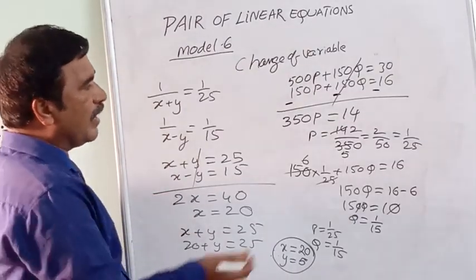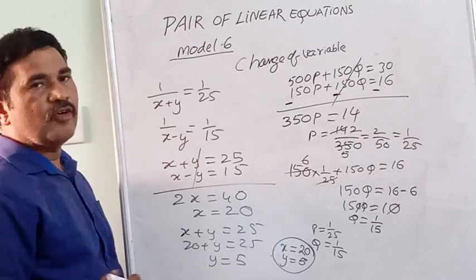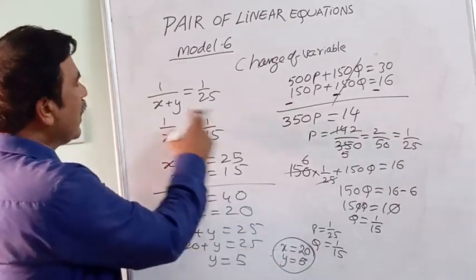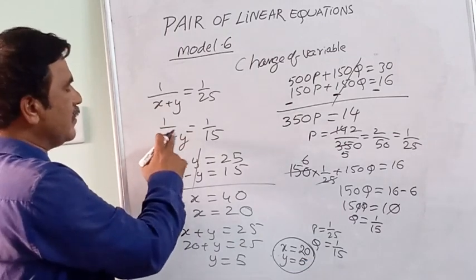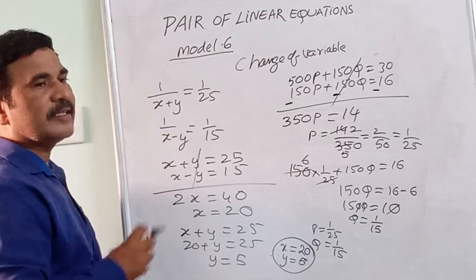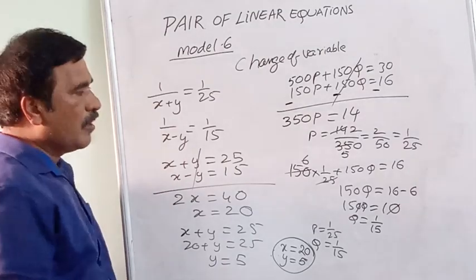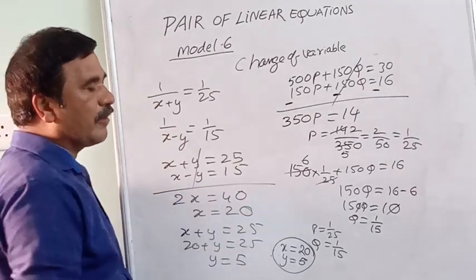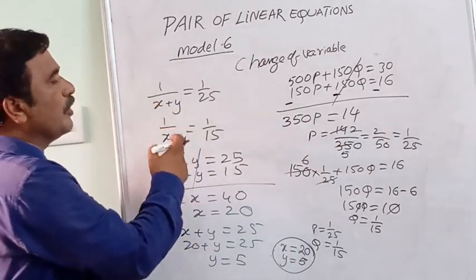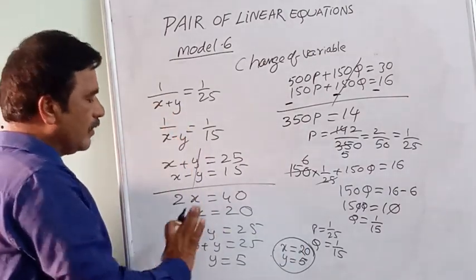First, change the variables into p and q equations, solve, get the p and q values, and come back again to the x and y equations, solve the x and y equations. Then only you will get the answer. There are two steps in this. First, change the variables, get p and q, then come back with the p and q values, substitute and get x and y. Okay.